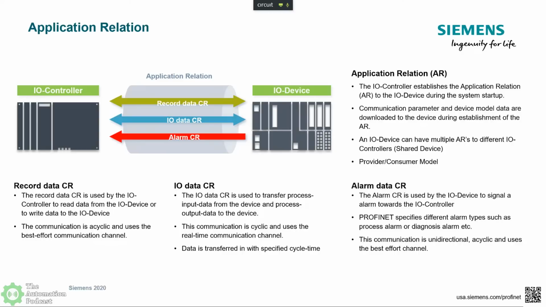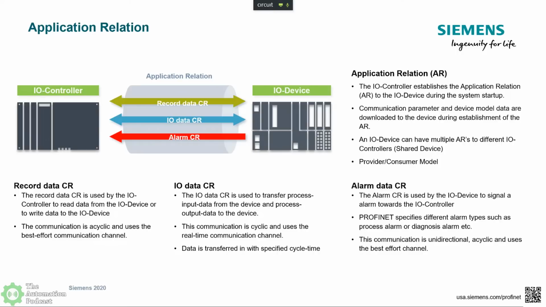So another communication relation is the alarm data communication relation. It is used by the I/O device to signal an alarm towards the I/O controller, like a process alarm or a diagnostic alarm. Process alarm could be like an over temperature. Diagnostic alarm could be like a line break or something. And PROFINET defines various alarm types. As mentioned before, one of them is process alarm or a diagnostic alarm. And the alarm communication relation is acyclic, and it also uses the best effort channel.